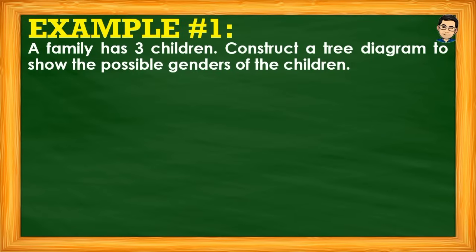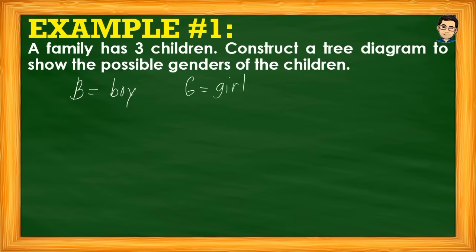A family has 3 children. Construct a tree diagram to show the possible genders of the children. So para ipakita po using tree diagram yung possible na maging genders ng tatlong anak ng isang family, we'll use B and G. So B stands for boy, and then G naman for girl. So una muna nating ilista is yung boy. Halimbawa boy ang panganay. So paano natin gagawin yon?